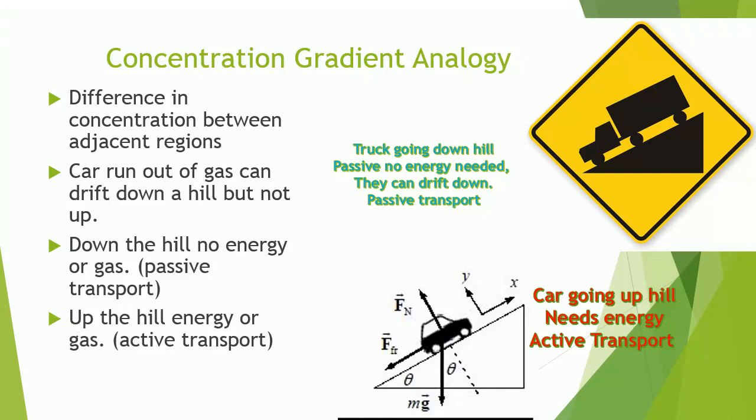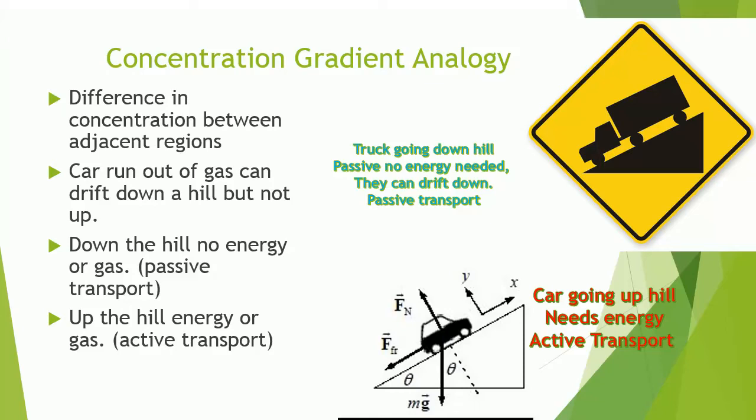I have this concentration gradient analysis for you so that you can understand it. When you have a difference in concentration between adjacent regions, you have a concentration gradient. So when I say that osmosis, diffusion, and facilitated diffusion move down the concentration gradient with no energy required, I discussed the analogy of a car running out of gas. When you go down the concentration gradient, like the truck on the right, you're going from the top of the hill down. So you can drift down that hill and it's not going to need any energy. That's an analogy of passive transport.